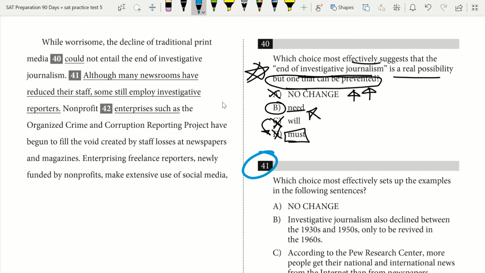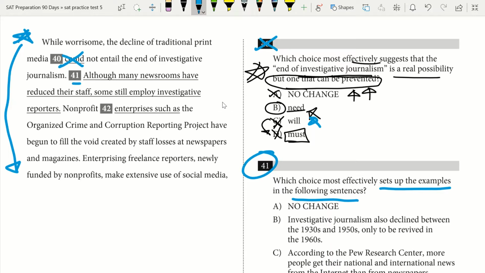So we're going to start up top here at the beginning of this paragraph. That way you can get an idea of context for how to set up the examples in the sentence, right? So we have "well worrisome, the decline of traditional print media, and then this is going to be need not entail." 40, the correct answer there is going to be "need." I'm not going to get into that because that's not part of the tips for the day.